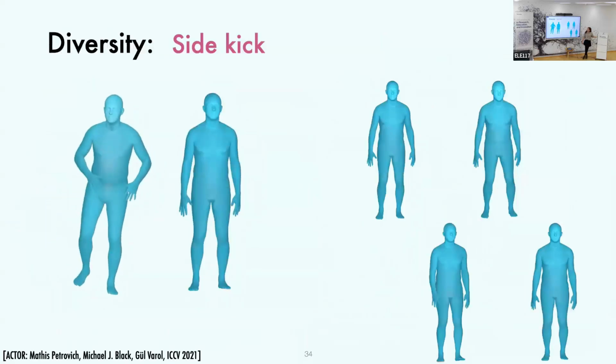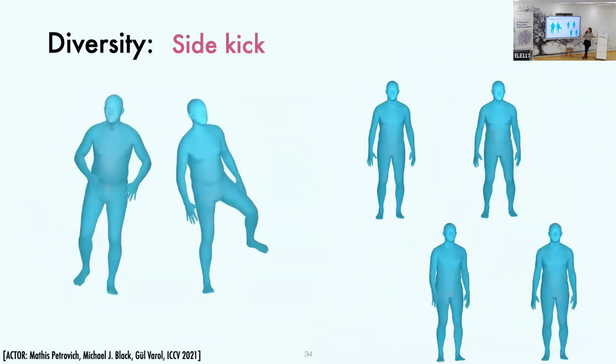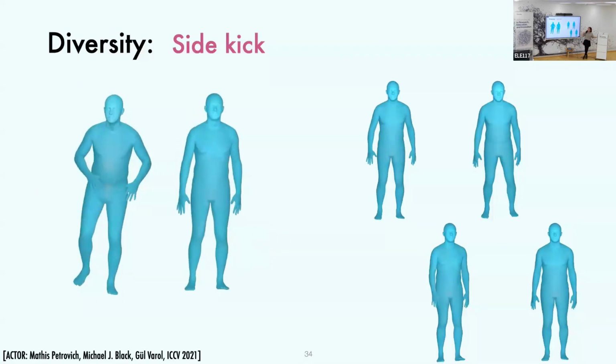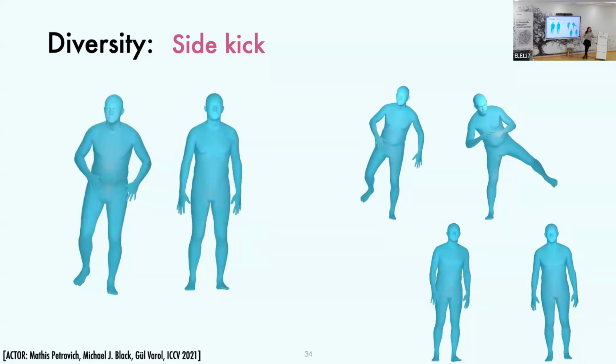In terms of diversity, this is side kick with different random samples. It could be left or right. Hands are irrelevant, so they could be anywhere. That's basically what we want to achieve: to get the irrelevant parts as random as possible, capture all the variants, but it depends on the data.